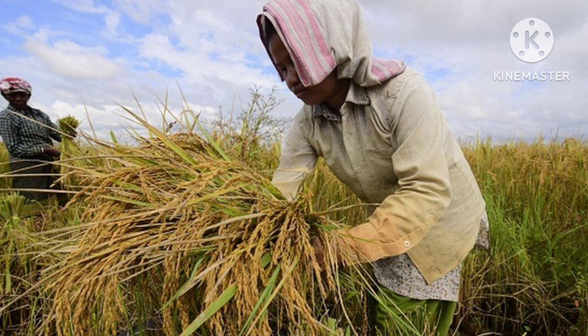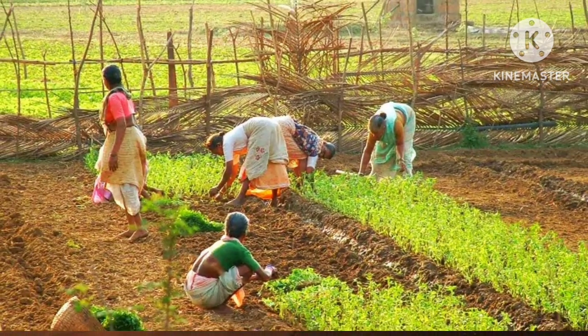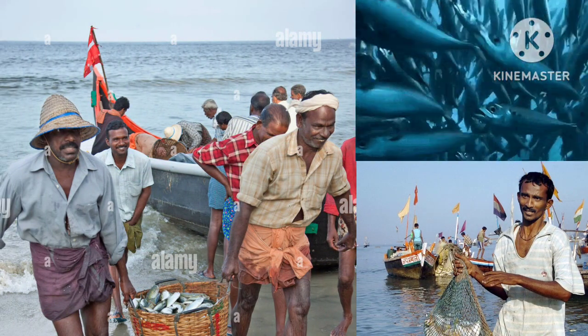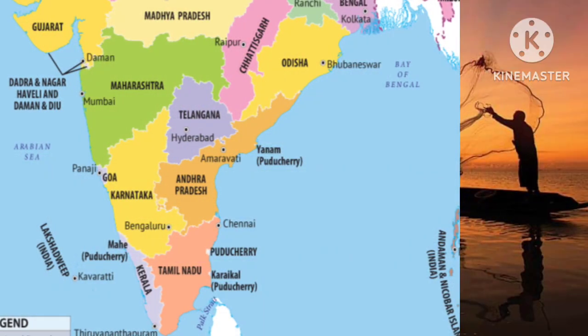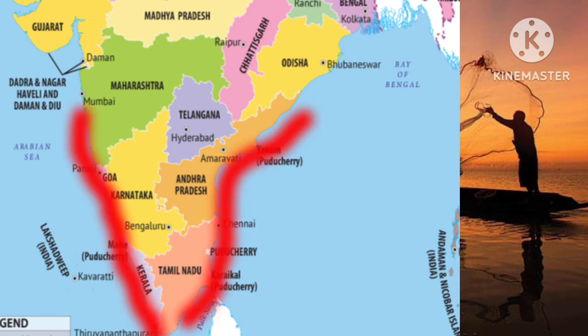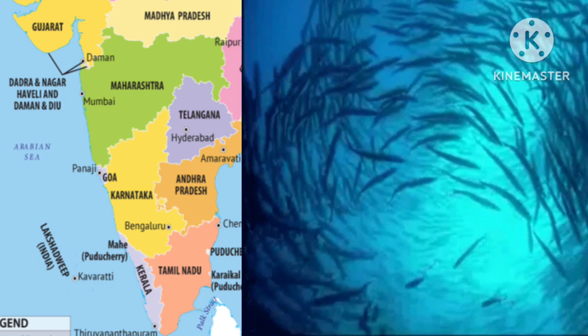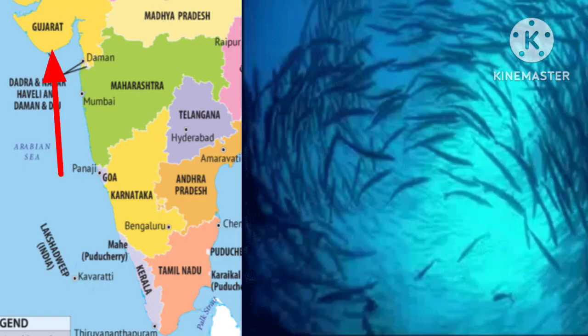Definitely we are relying on agriculture, but if you check minutely, agriculture cannot feed this much population in our country. So definitely we have to rely on some other economic activities, especially fishing. If you check the distribution of fishing in India, you will find that mostly in the coastal regions this activity is highly practiced. The coastal regions means states like Gujarat, Tamil Nadu, Maharashtra, Kerala, Andhra Pradesh and so on. In terms of marine fishing, Gujarat stands first.